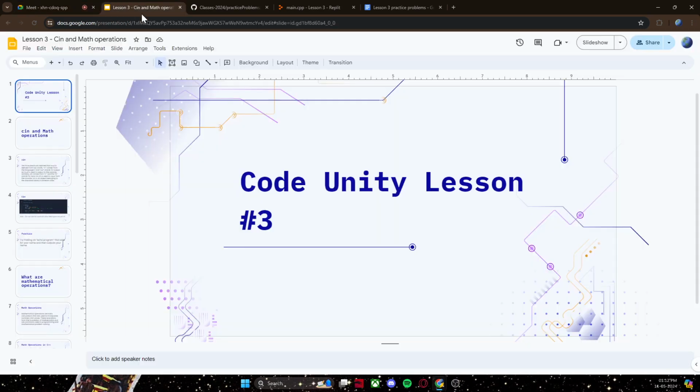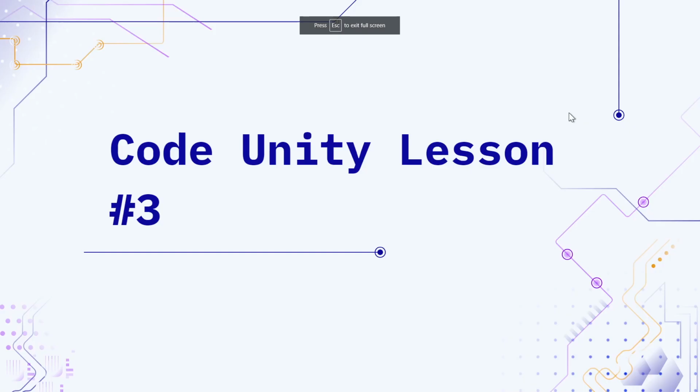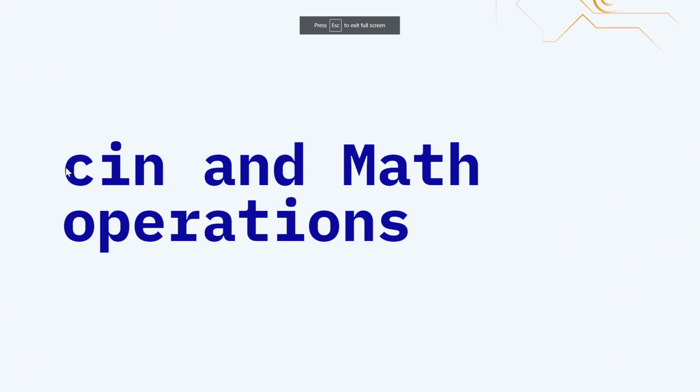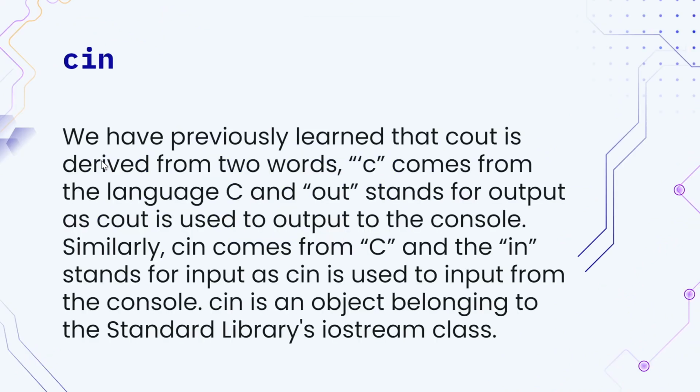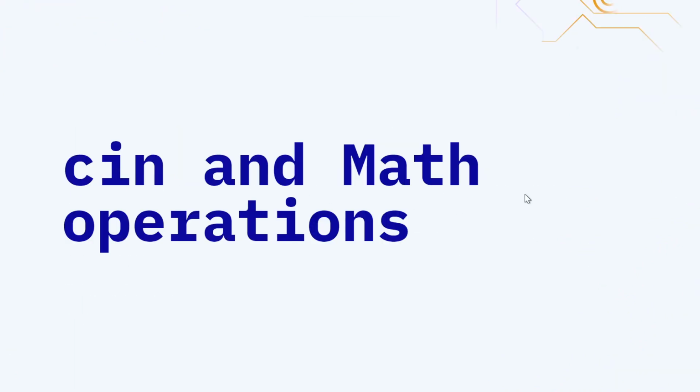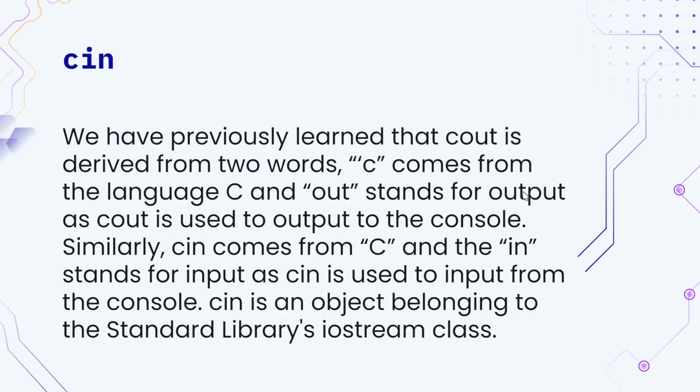Alright, so let's move on to today's lesson. Today's lesson is cin and math operations. So quick recap, we learned about cout in the first lesson. cout basically comes from two words: c, which comes from the language of C, which is the original language, and out, which stands for output.